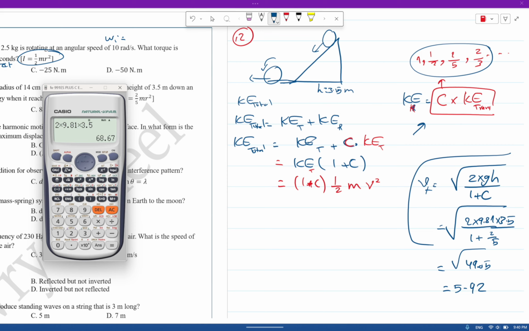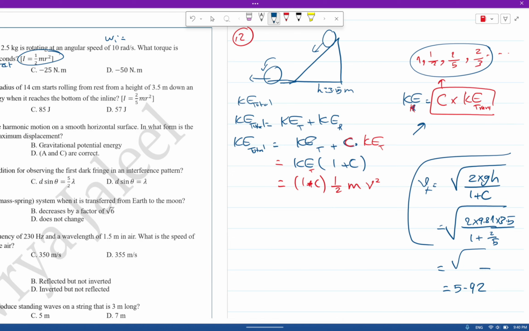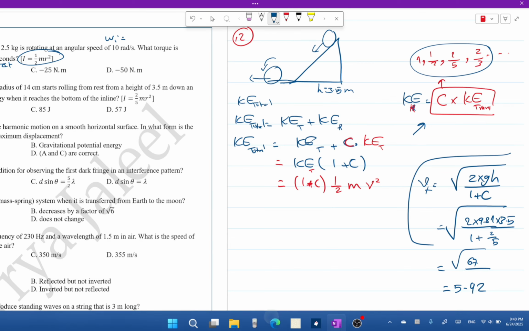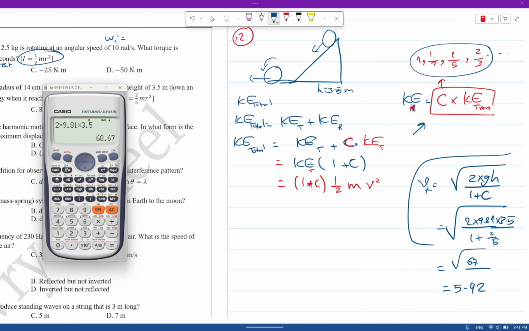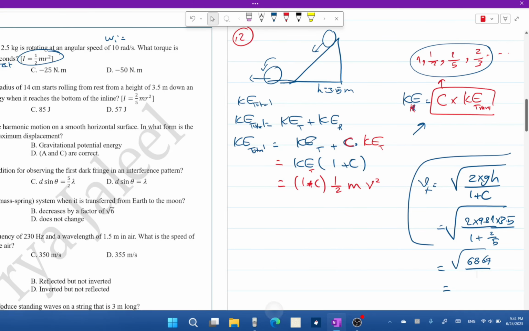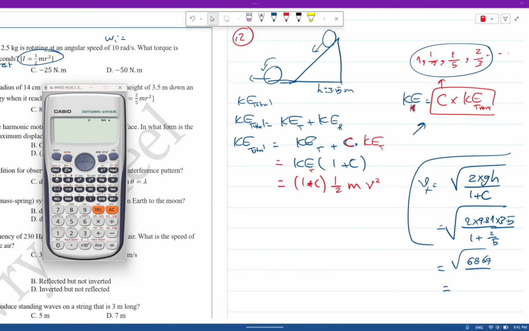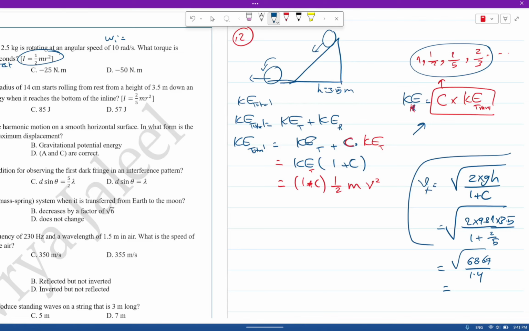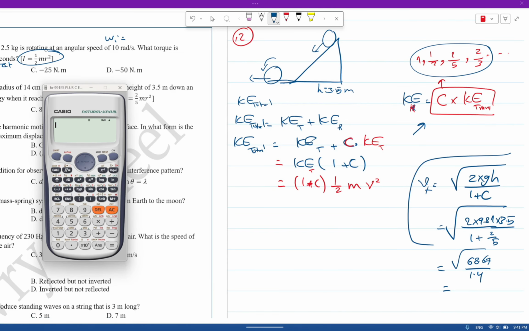Let me do each one of these numbers alone. 68.67. For the bottom part here, we have 2 over 5 plus 1. That is 7 over 5, which is 1.4. So if we divide these two together, 68.67 divided by 1.4, the answer is going to be 49 point this much.